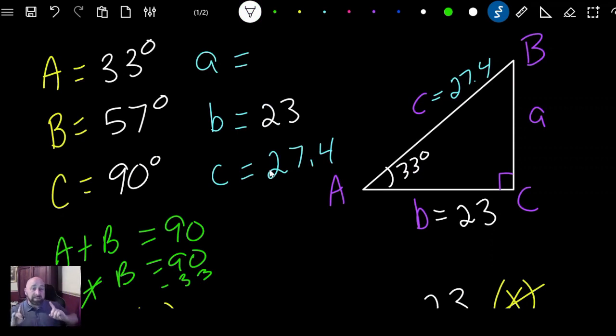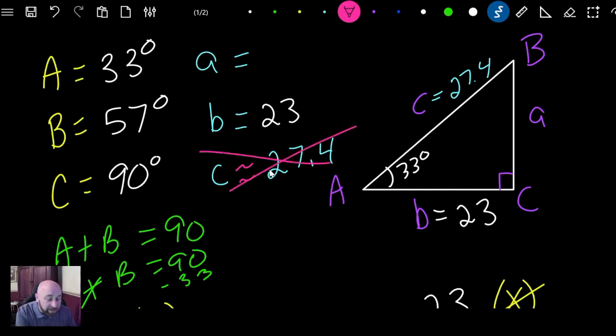Now, notice that B is not a calculated value. So let me put little squiggly lines on this C, and I'm going to put them in a different color so that you can see them. Why did I put those squiggly lines? Because we can't use C anymore. C is out. In other words, as soon as we find this approximated value, we don't want to use C anymore. We don't want to use the hypotenuse anymore.